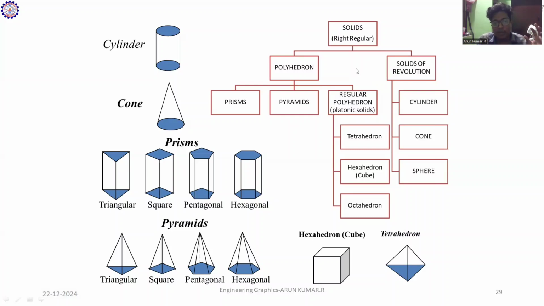We are mainly focusing on prism and pyramid. The main problems we discuss are about prism and pyramid, and we also have to solve cylinder and cone, which are solids of revolution. So for polyhedra we discuss prism and pyramid, and for solids of revolution we discuss cylinder and cone, not sphere. Sphere is also easy to understand, but solving numerical problems based on a sphere is quite complicated compared to the cylinder or cone.